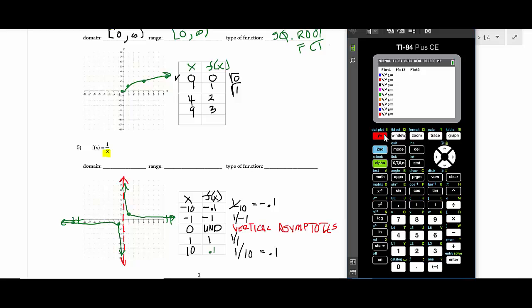So the idea is I'm just going to put in 1 over x, and we're just going to graph that in a standard window. And if we do that, I can go Zoom 6, which is the quick way to do that, and you'll see the same thing that I got there. If you have an older calculator, sometimes it'll look weird, kind of like this.